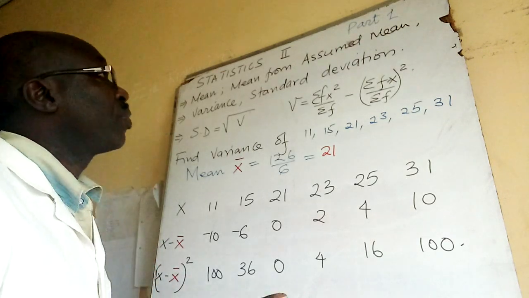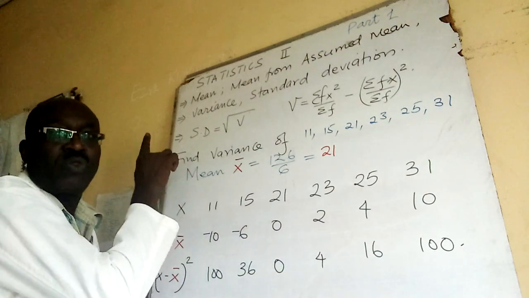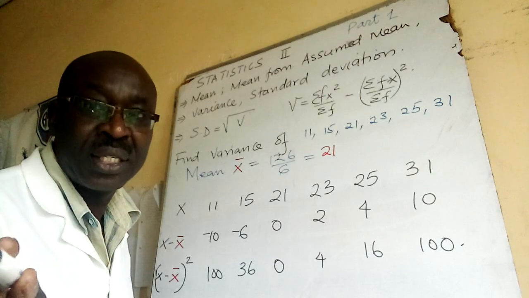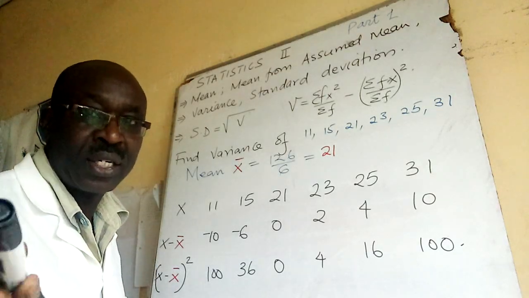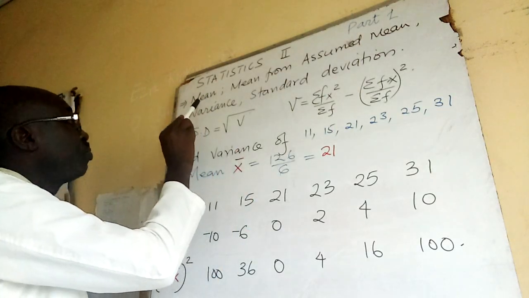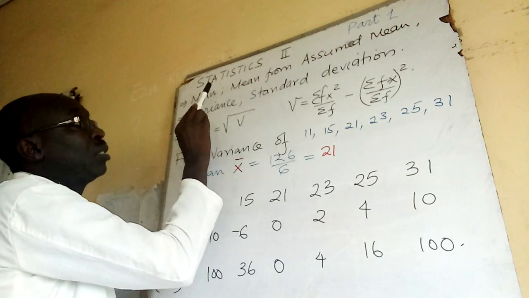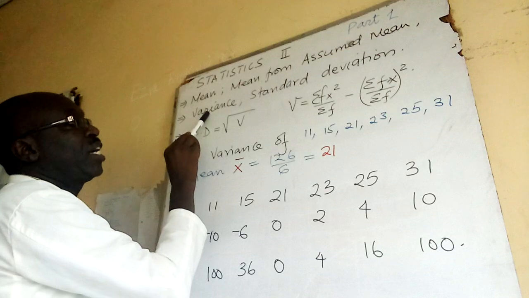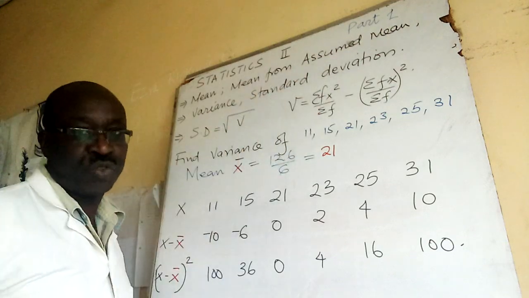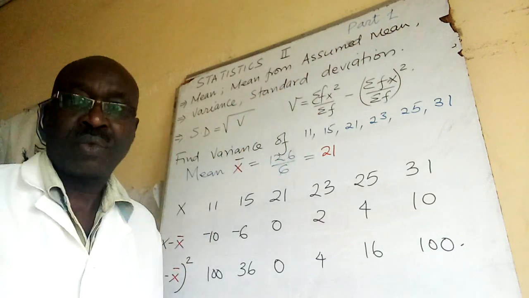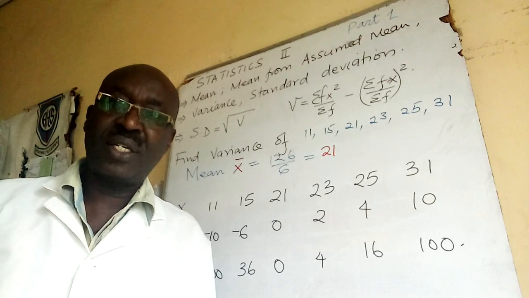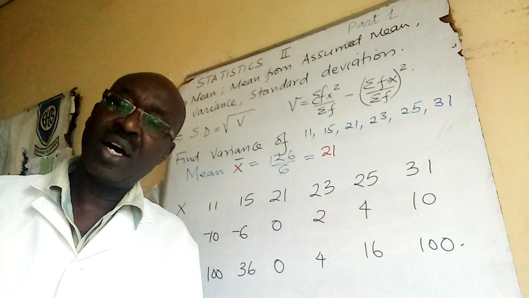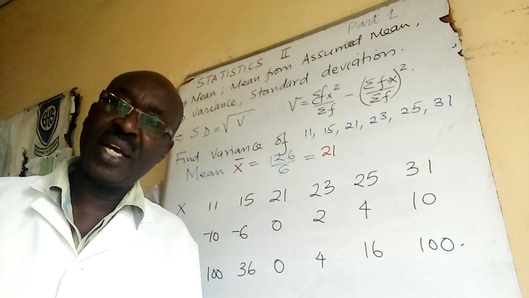Now, we want to focus on the above. Statistics 2: mean from assumed mean, variance, standard deviation. The good news is that the formulas are in the table.